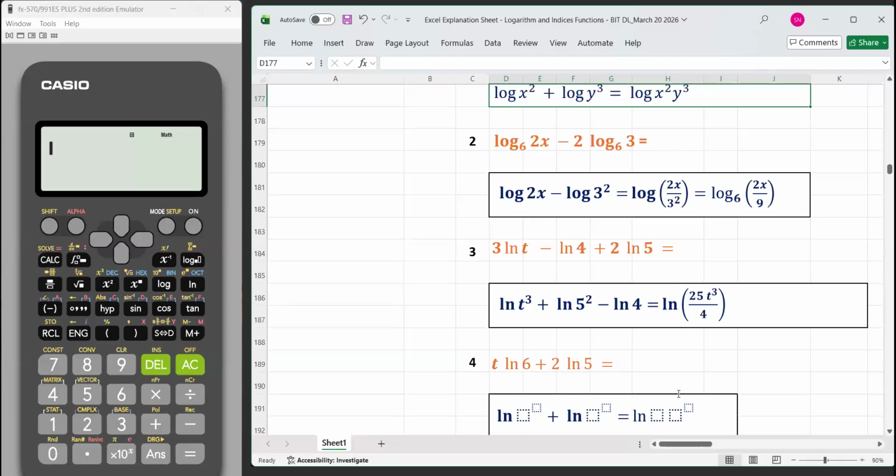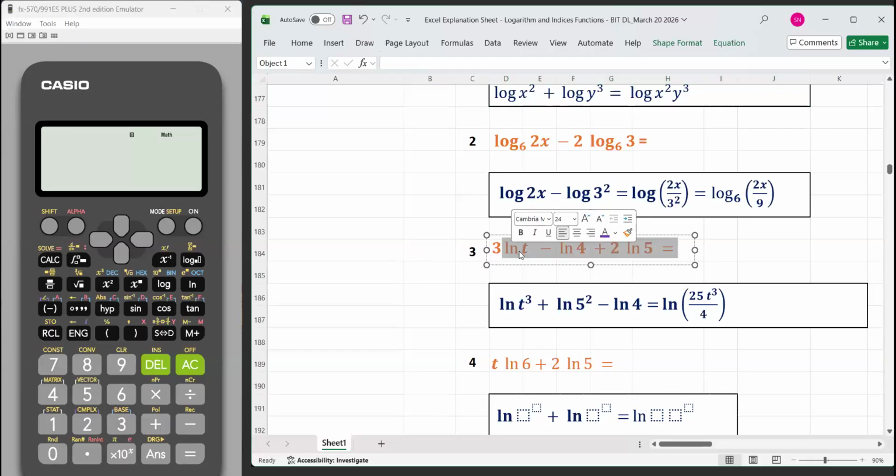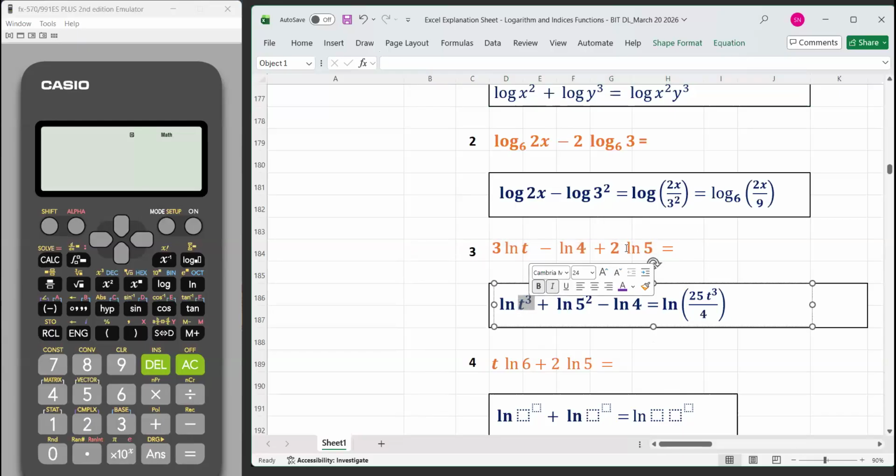Okay, so I'm going over question 3. I hope you can hear me. First of all, we change the question using the power rule. So I took my time and changed 3 natural log of t, it became natural log of t raised to the power 3. And then 2 natural log of 5 became natural log of 5 squared. Then I subtracted the natural log of 4. So I used the power rule to get to this stage.